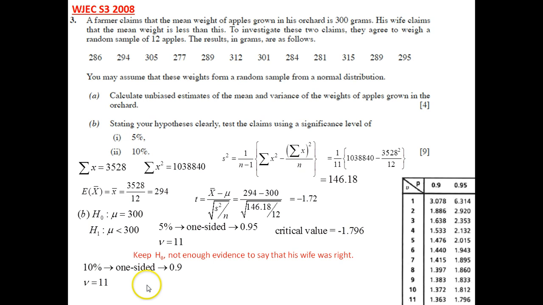But if we use 10%, it's one-sided, so we're looking at 0.9 for our probability, with 11 degrees of freedom. Therefore we've got a critical value now of minus 1.363. We are now well within the critical region. Therefore we reject H0, and his wife was right at the 10% level. The mean weight is less than 300 grams.